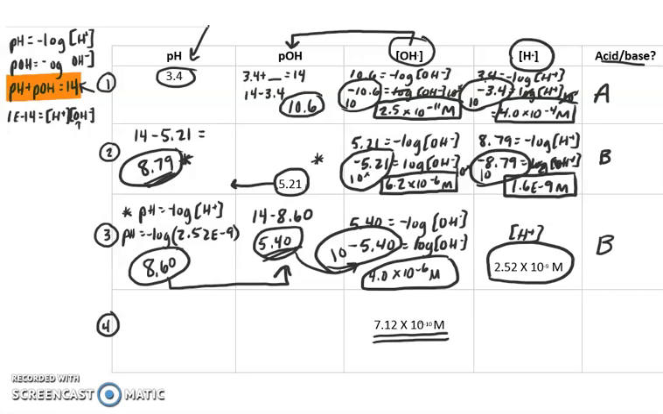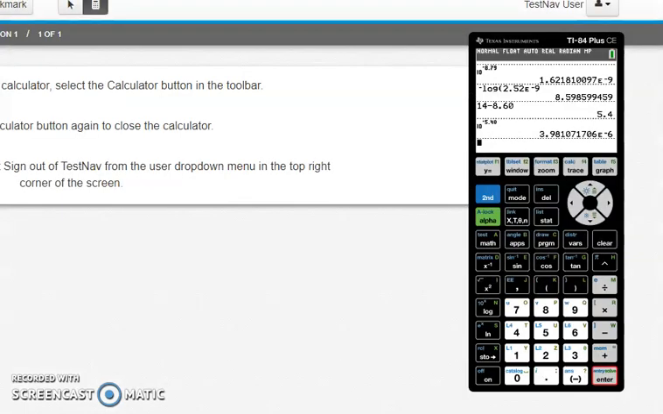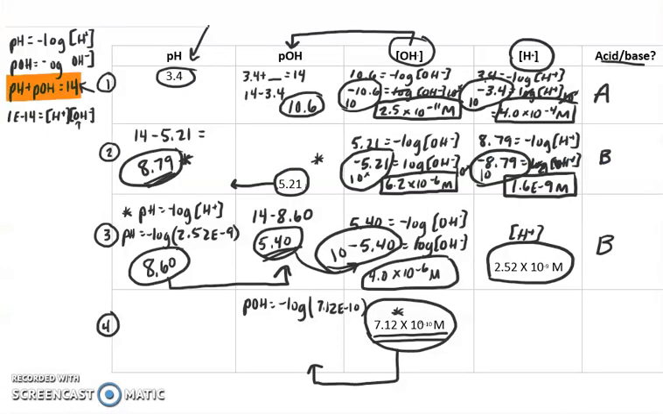All right, let's go ahead and go through these problems together. So I've got OH, I can easily find pOH. So pOH is the negative log of OH, and I'm going to substitute this value in for OH. So 7.12 e to the -10th. So negative log of 7.12 e to the -10th, and I get a value of 9.15. All right, so I know my pOH is 9.15.